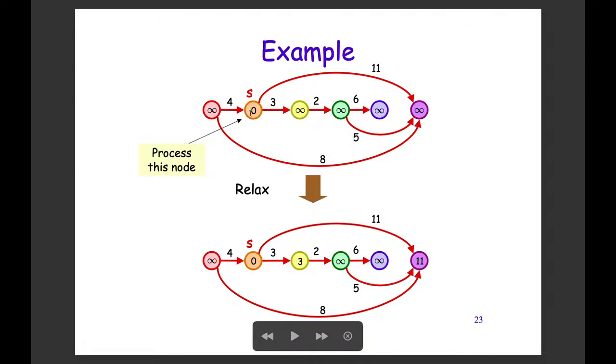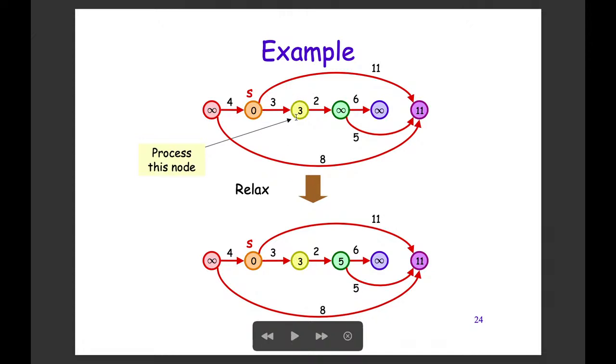And in that case, when we process this node, then we know that the distance from S to this one is 0, and it is a correct value. So we can perform relax. So there are two edges here. Relaxing S with this edge, we can update this to be 3. And then relaxing S with respect to this edge, we can update the purple one to 11. Once every edge connected from this node is already checked, we are done with this node, and then we can process the next one.